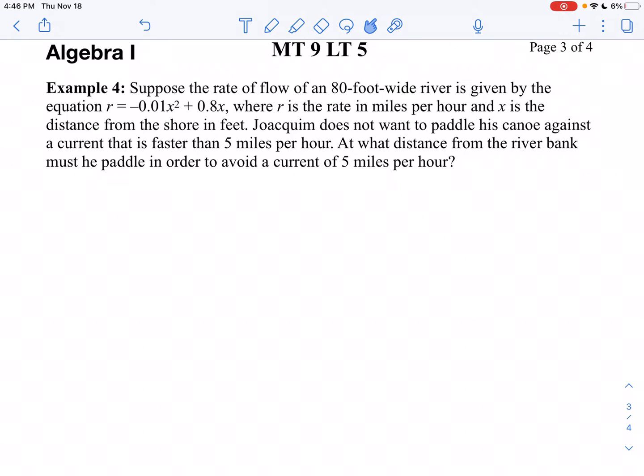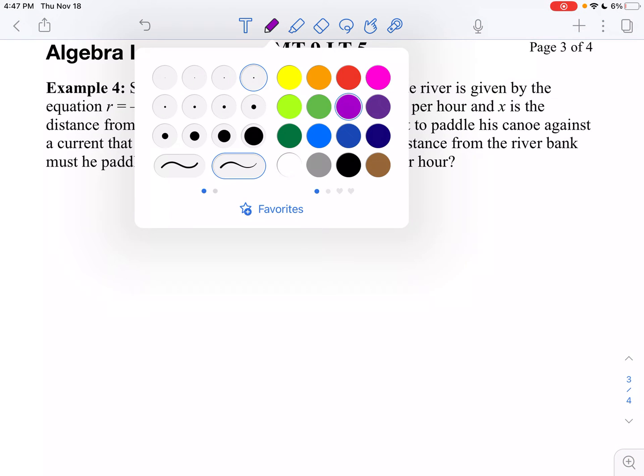Here we have an application problem. It says, suppose the rate of flow of an 80-foot wide river is given by the equation r equals negative 0.01x squared plus 0.8x, where r is the rate in miles per hour and x is the distance from shore in feet. It says Joaquin does not want to paddle his canoe against a current that's faster than 5 miles per hour. At what distance from the bank must he paddle in order to avoid a current of 5 miles per hour?